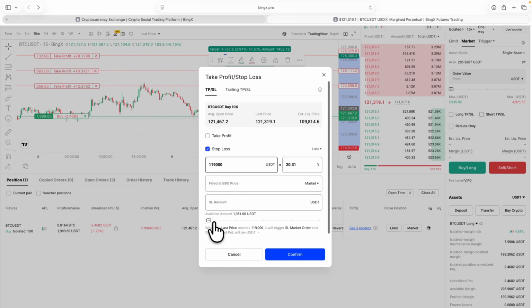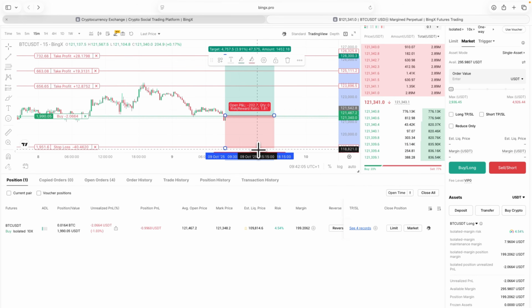So you can see I'll be losing 20% at that point. And then you move this slider to 100%. So for your stop loss, you move it to 100% and then click on confirm. Please, your stop loss, move it to 100%. Don't forget. And then click on confirm. So this red line right here is my stop loss.